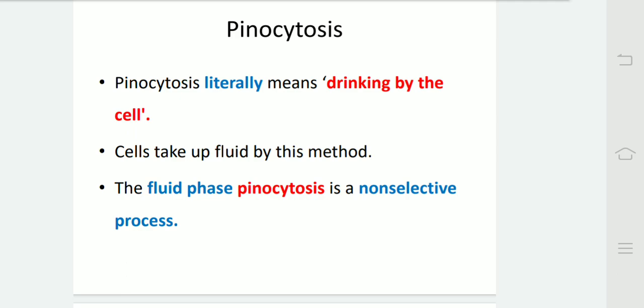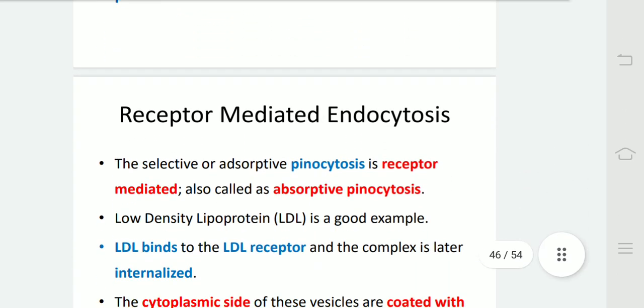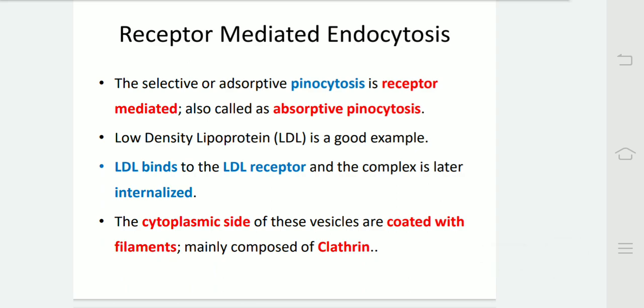Pinocytosis literally means drinking by the cell. Cells take up fluid by this method. This fluid phase pinocytosis is a non selective process. Whereas receptor mediated endocytosis is selective, also called absorptive pinocytosis. Example, low density lipoprotein, that is LDL, is a good example. LDL binds to the LDL receptor and the complex is internalized.